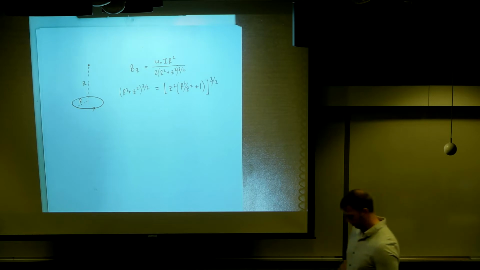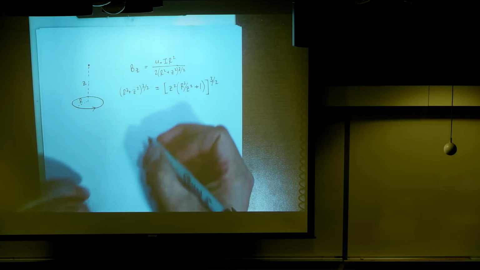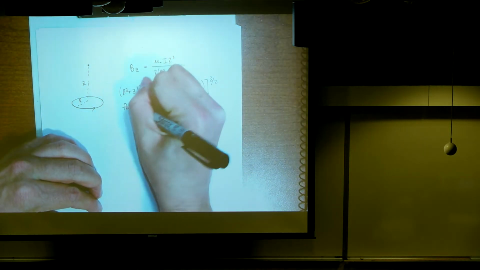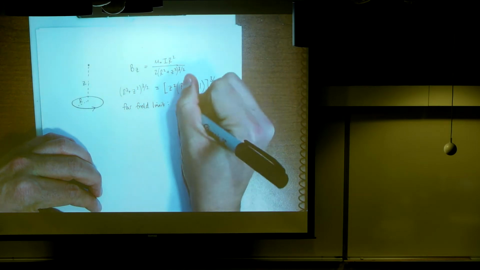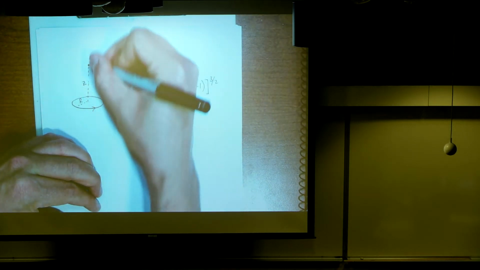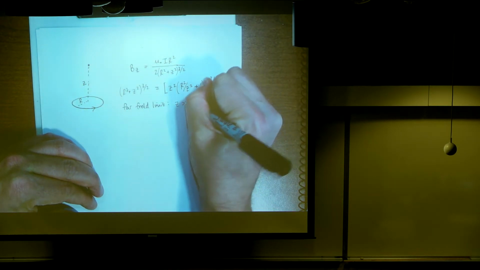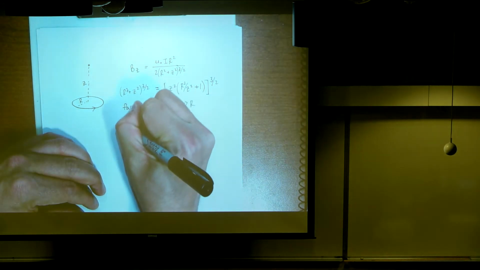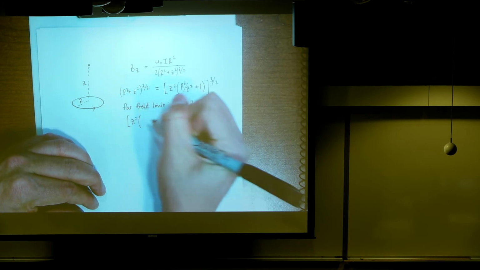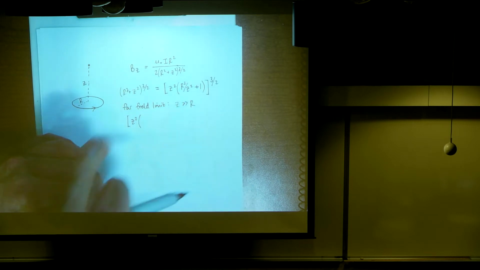So the next thing I want us to think about is, if we suppose that we're in the far field limit, which for our purposes means that z, this distance, is much, much bigger than the radius of the loop. Here's how we can simplify that expression somewhat. So we have z squared, and then we have r squared divided by z squared plus 1.